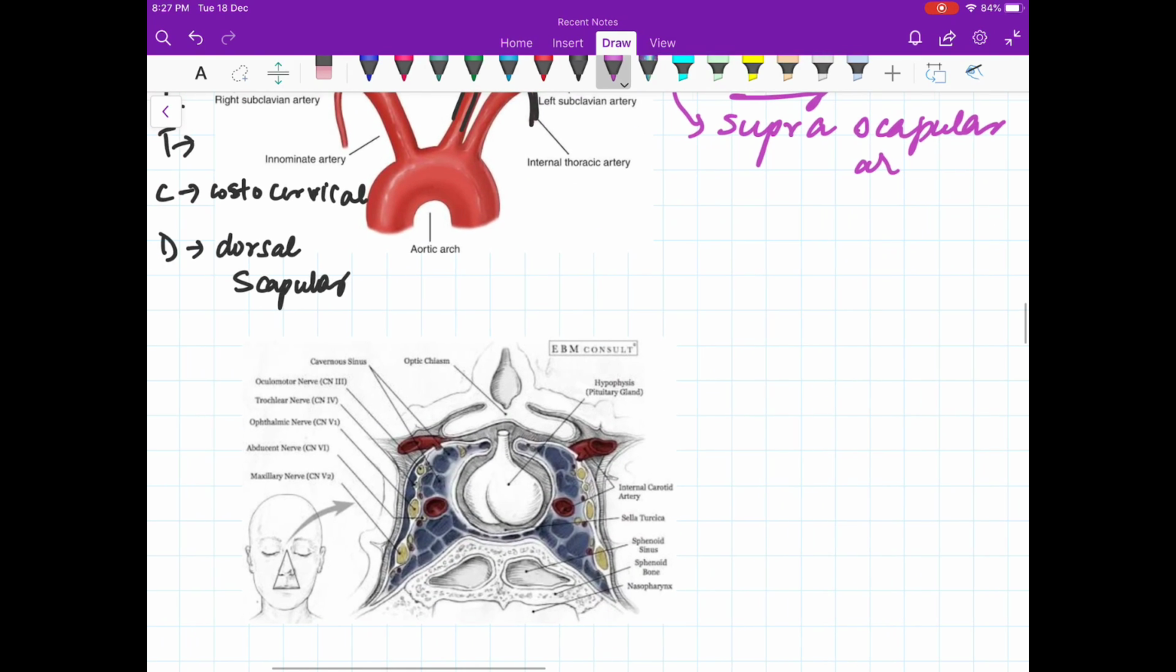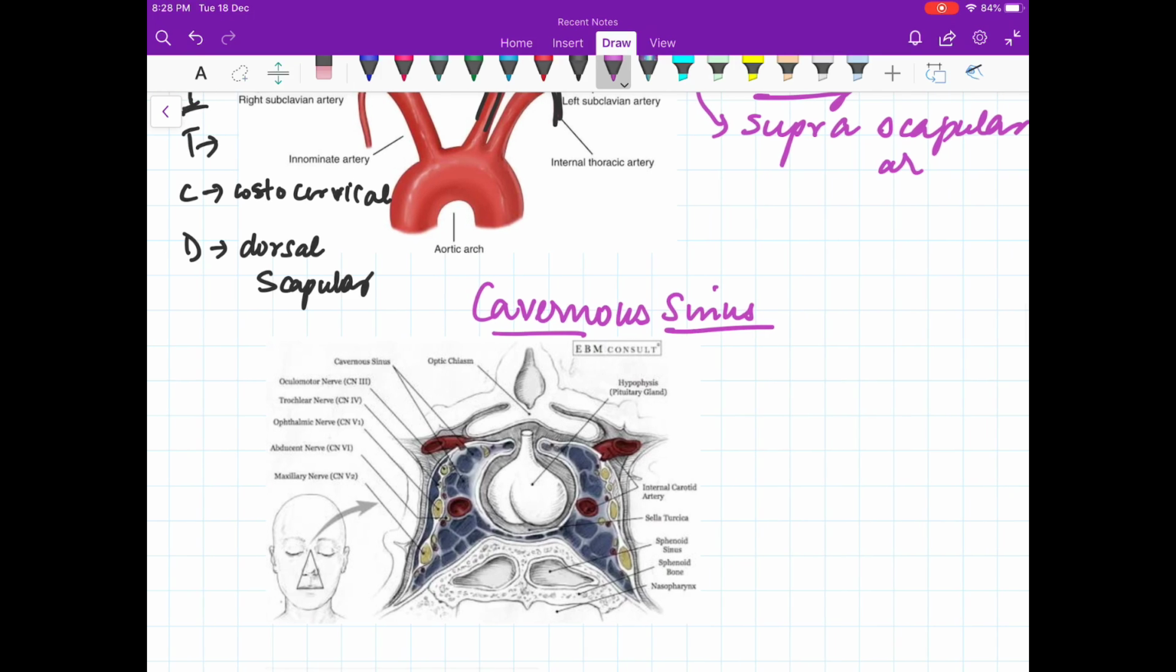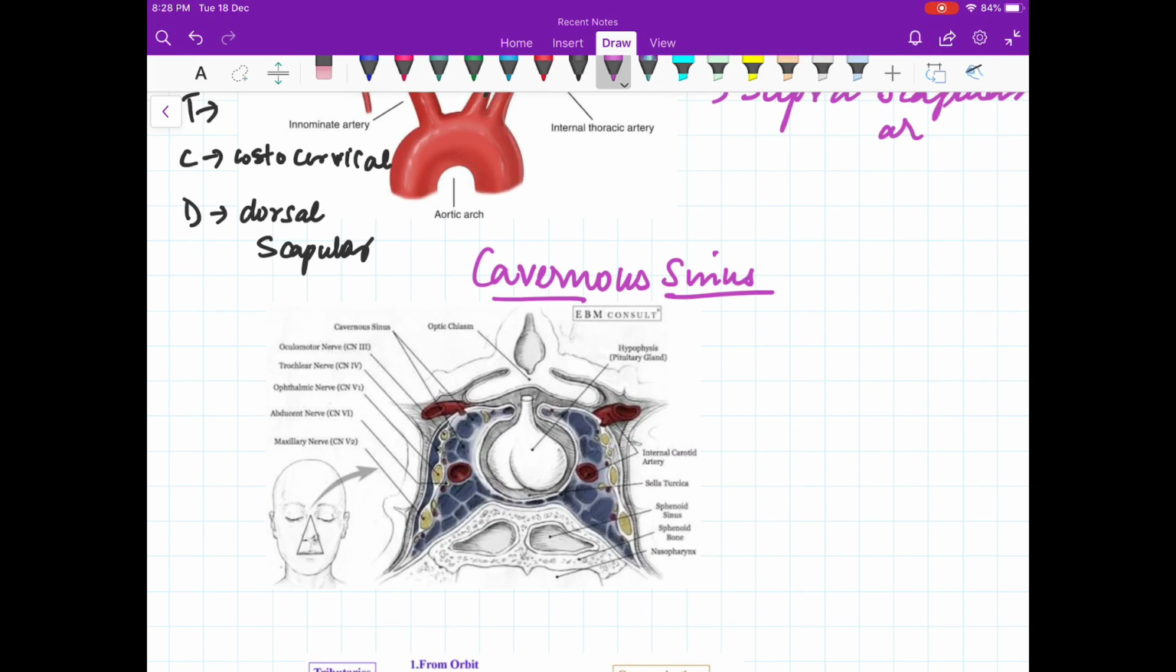Now friends, we will discuss a few questions about cavernous sinus. In the cavernous sinus, you need to know the structures in the lateral part. What are the structures in the lateral part? These are third nerve, fourth nerve, ophthalmic nerve, and maxillary nerve. Mandibular nerve lies outside the cavernous sinus.